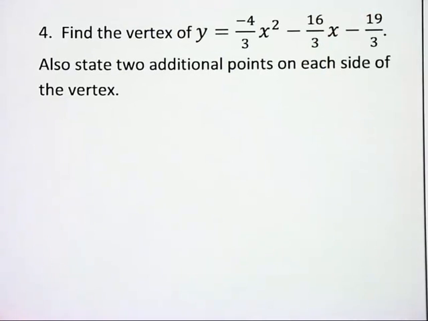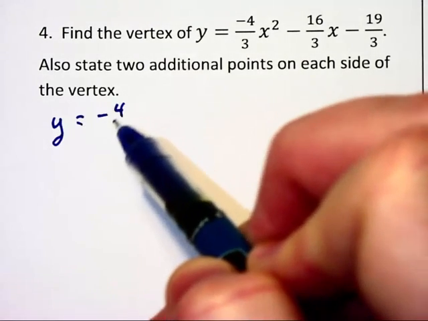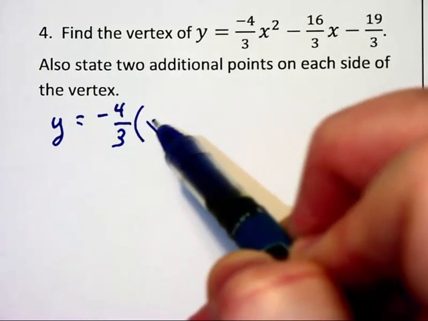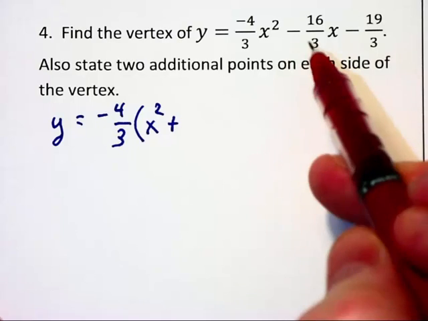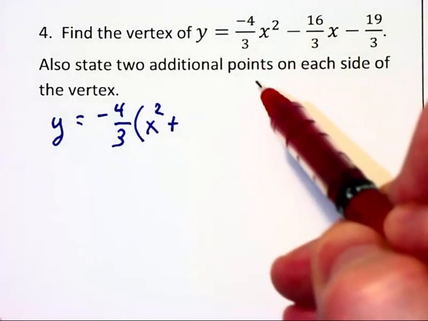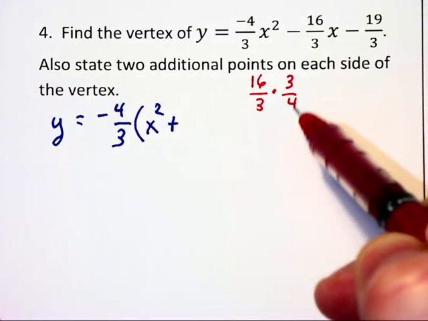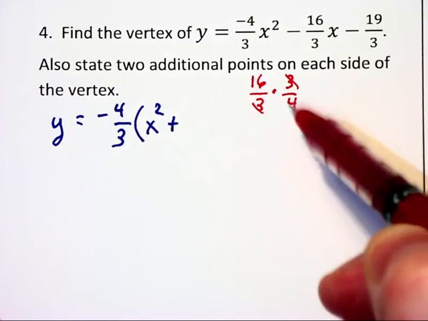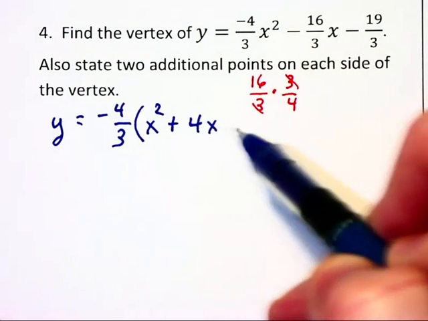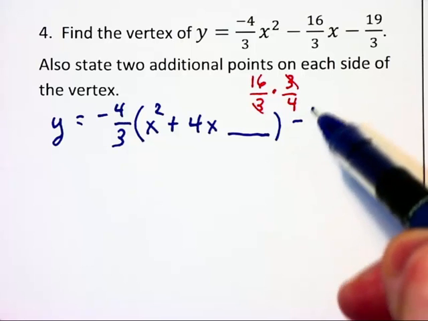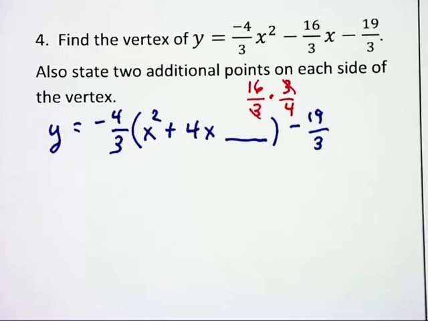For number 4, we've got some fractions involved, so here we go. Let's factor out negative 4/3, have x squared plus, now let's take this and go 16/3 divided by 4/3. That means we're going to be multiplying by the reciprocal 3/4. See how the 3's will cancel? 16 over 4 is 4. So we will have a plus 4x, leave a blank, close parentheses, minus 19/3. I'm glad that's nice and clean.